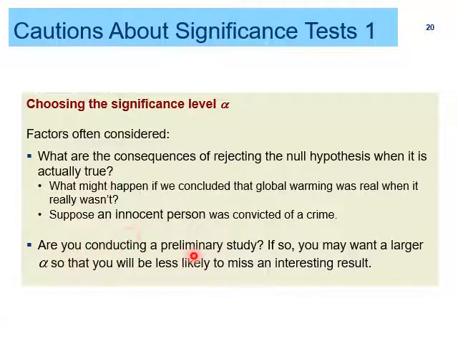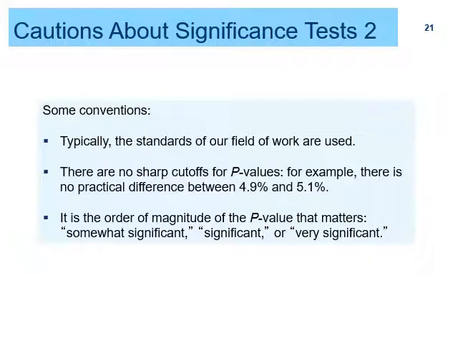Are you conducting a preliminary study? If so, you may want a larger alpha so that you will be less likely to miss an interesting result. So in short, choosing the significance level alpha is very important, and this can be decided as per the study and the field you are working in. Some conventions are typically used, the standards of our field of work.